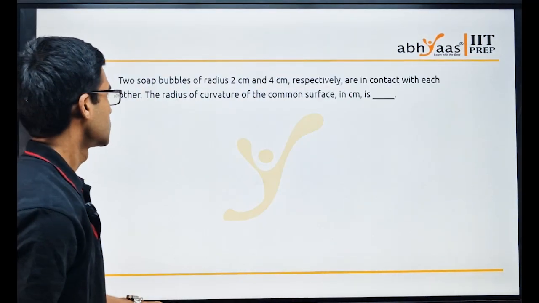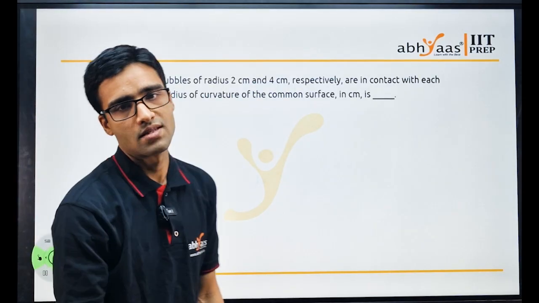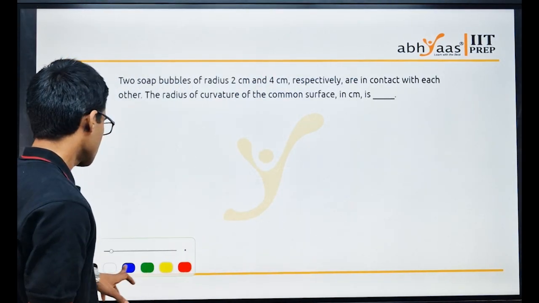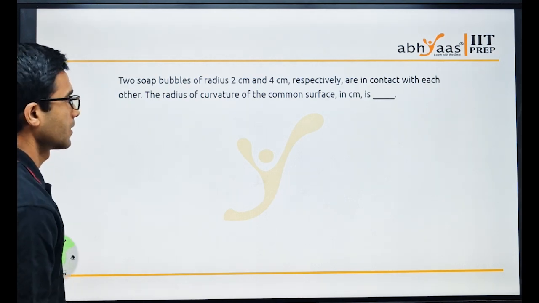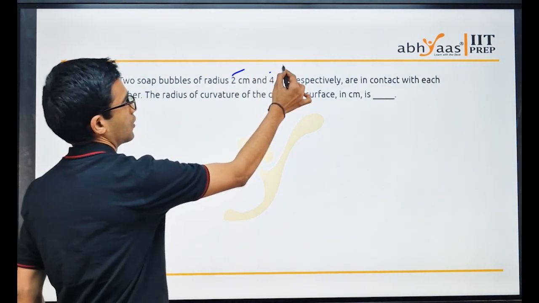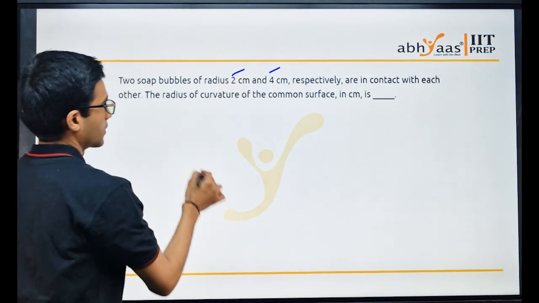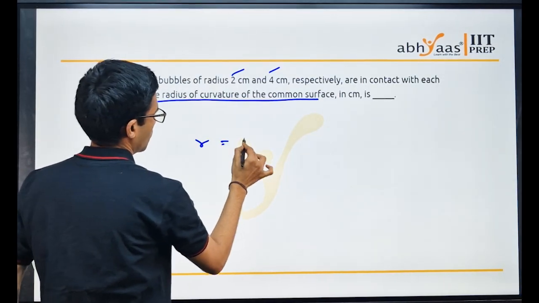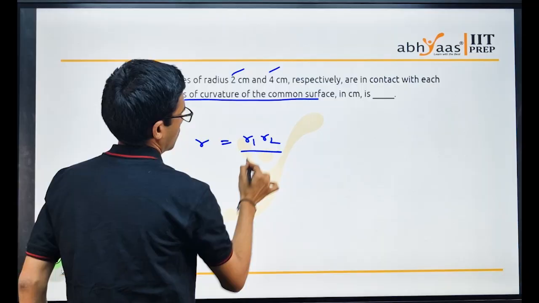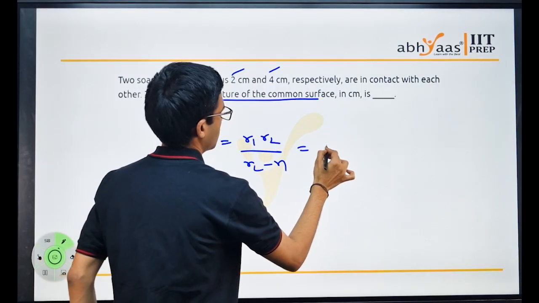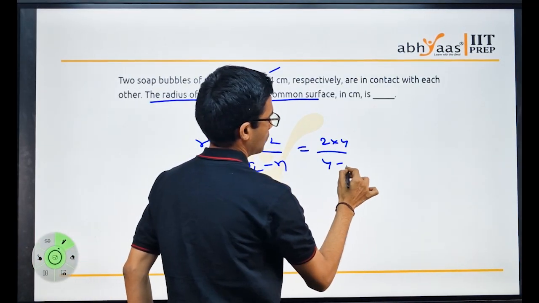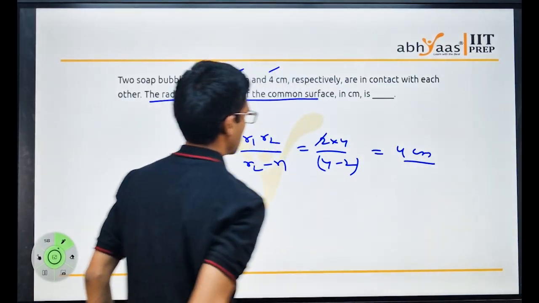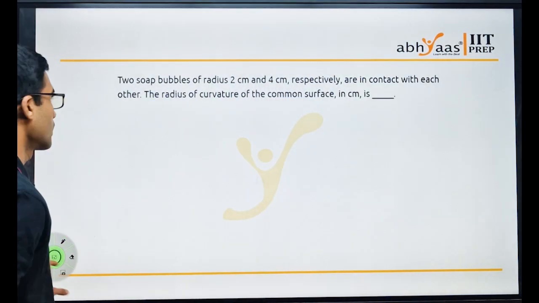Next, a simple question based on surface tension. There are two bubbles, radii given as r1 and r2, and they are in contact. The radius of the common surface is r1 r2 by (r2 minus r1), that is 2 into 4 by (4 minus 2). So cancelling this, you will get 4 centimeters. A simple question. Now going to the next question.